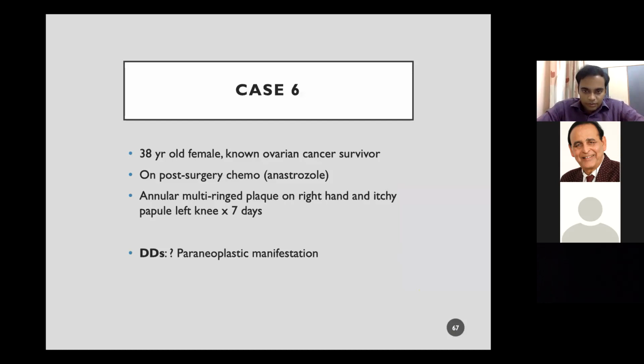One of the last cases, we had this lady with ovarian cancer who was a survivor, and she was having a relapse also. Post surgery, she was on chemo. Whenever a cancer patient comes to you with a skin lesion, you always try to think whether this is also related to cancer or not. So initially, when we saw multiple ringed plaques on the right hand, along with a few itchy papules, I thought maybe this is paraneoplastic. But definitely, I was overthinking, as you will see in subsequent images. We always try to correlate with whatever we have. If a patient has cancer, maybe even the skin has a cancer manifestation.